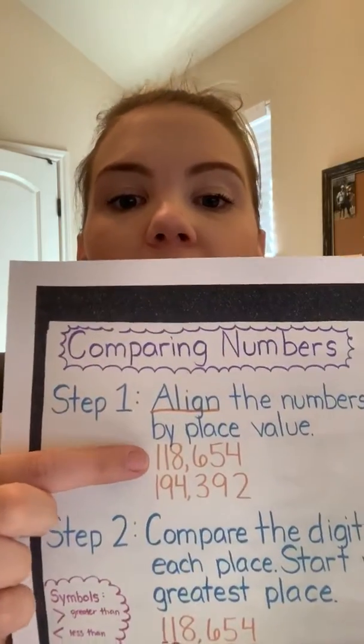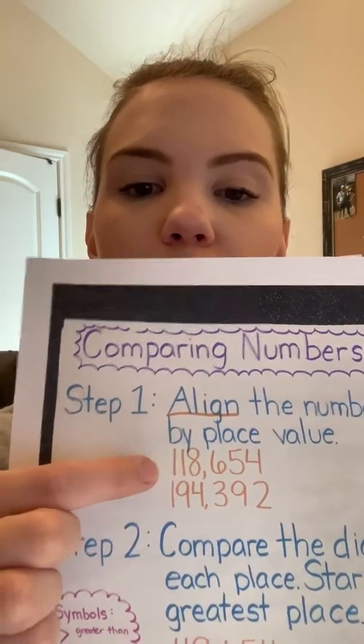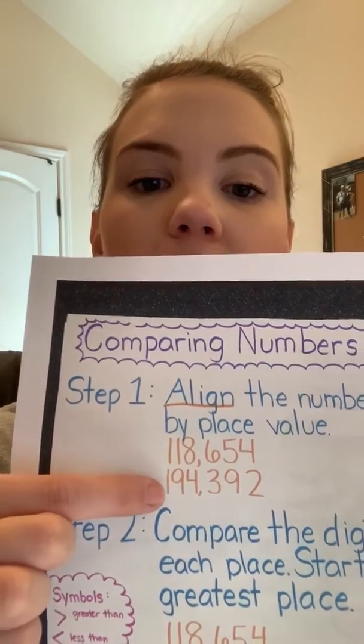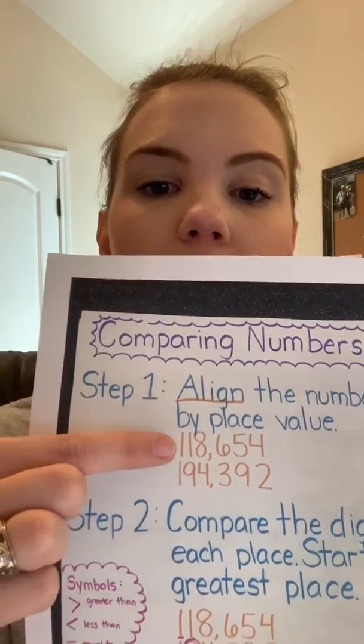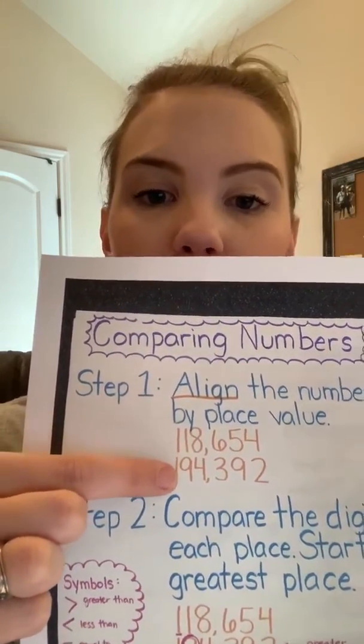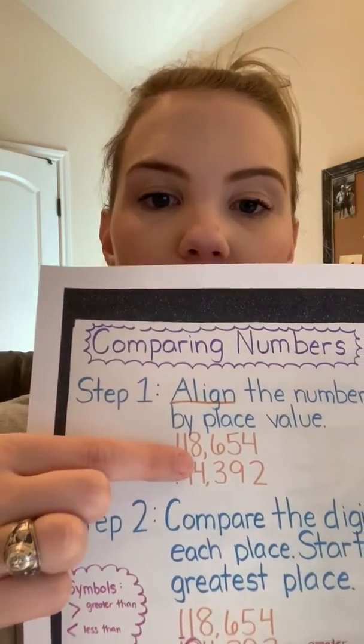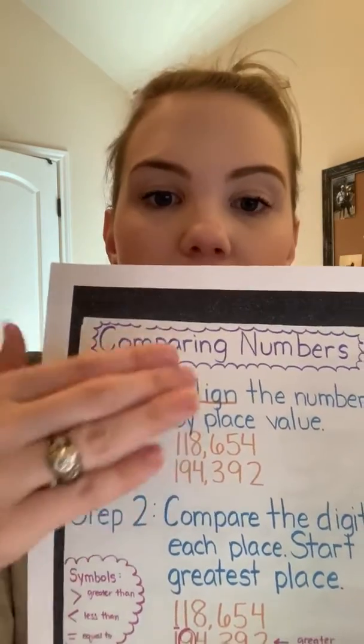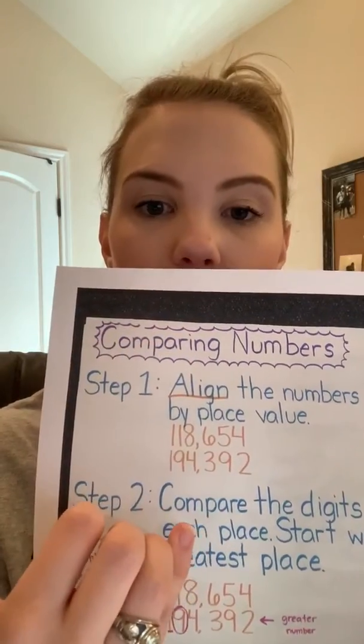So here I have 118,654 and 194,392. So I lined them up. I made sure my 100,000s match my 100,000s, my 10,000s match my 10,000s, my thousands match my thousands, and so on. I made sure everything lined up.